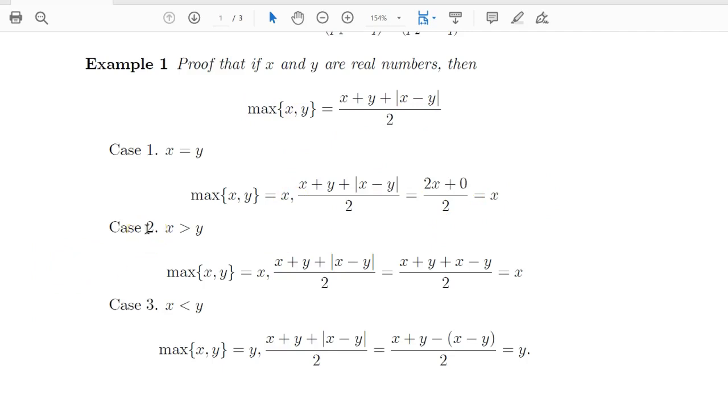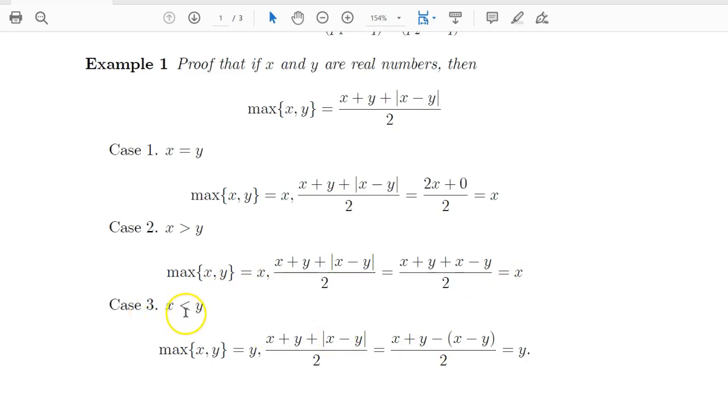In case 2, x is bigger than y. The maximum of x and y is equal to x, because it is bigger. The right-hand side now is this, because x bigger than y means that x minus y is positive, and the absolute value is just the same number. Now this is 2x over 2, which is just x. So I get the same result. The equality is established in this case 2.